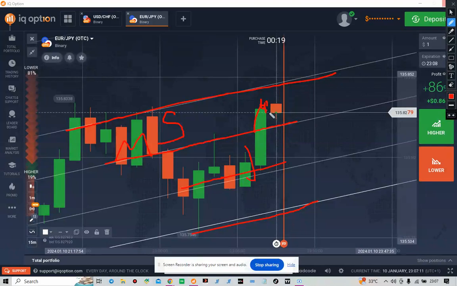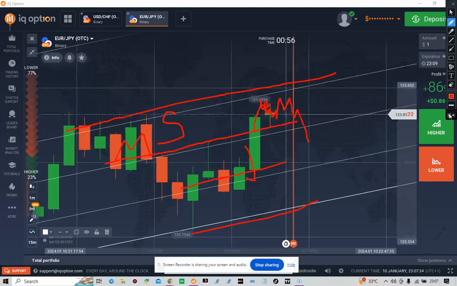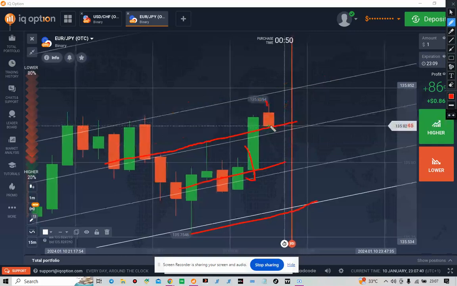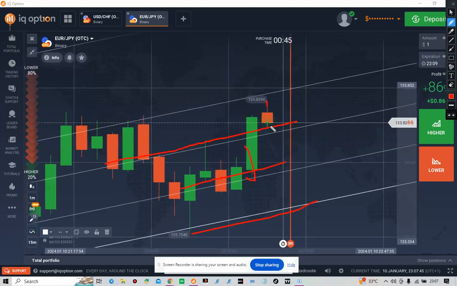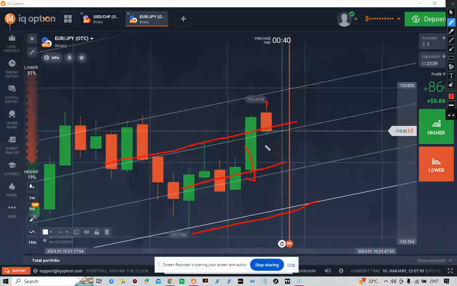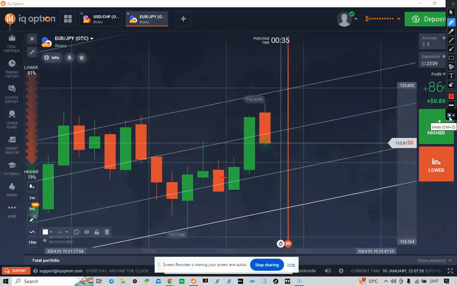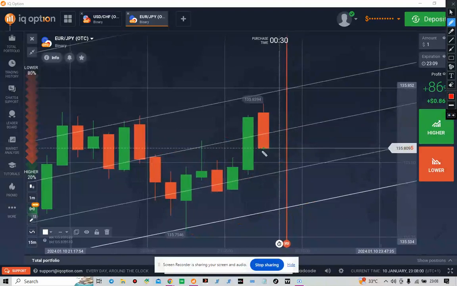There is no gap down, but instead there is a gap up. So I expect at least sellers to push the price downward. I expect a bearish candle. You can see sellers entering the market.